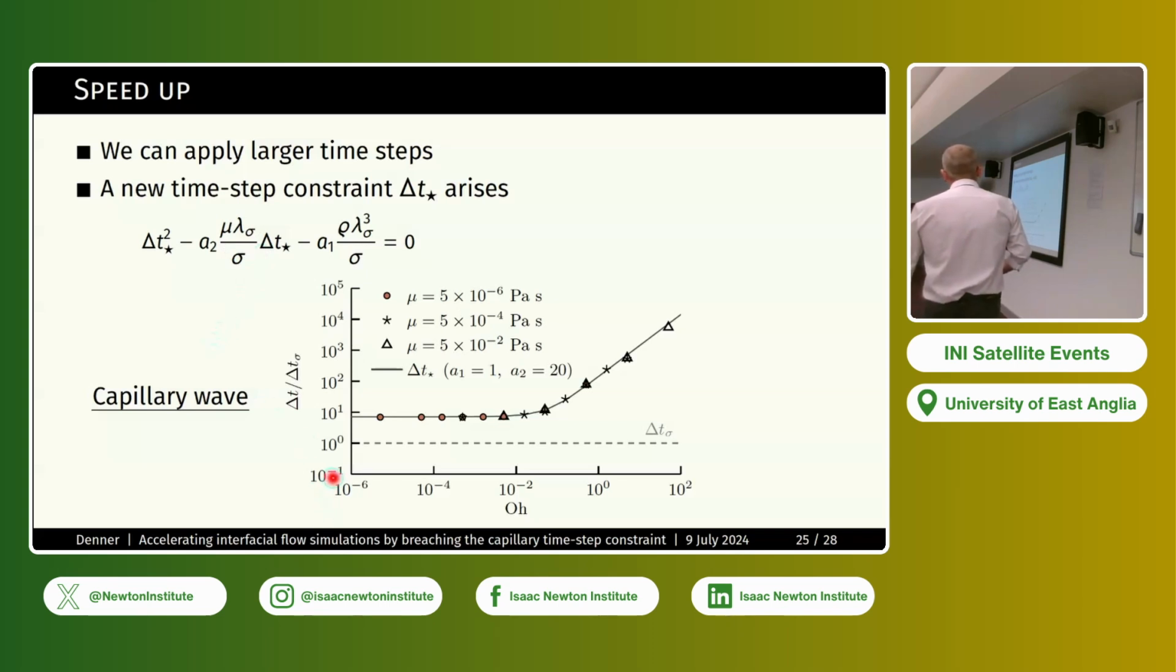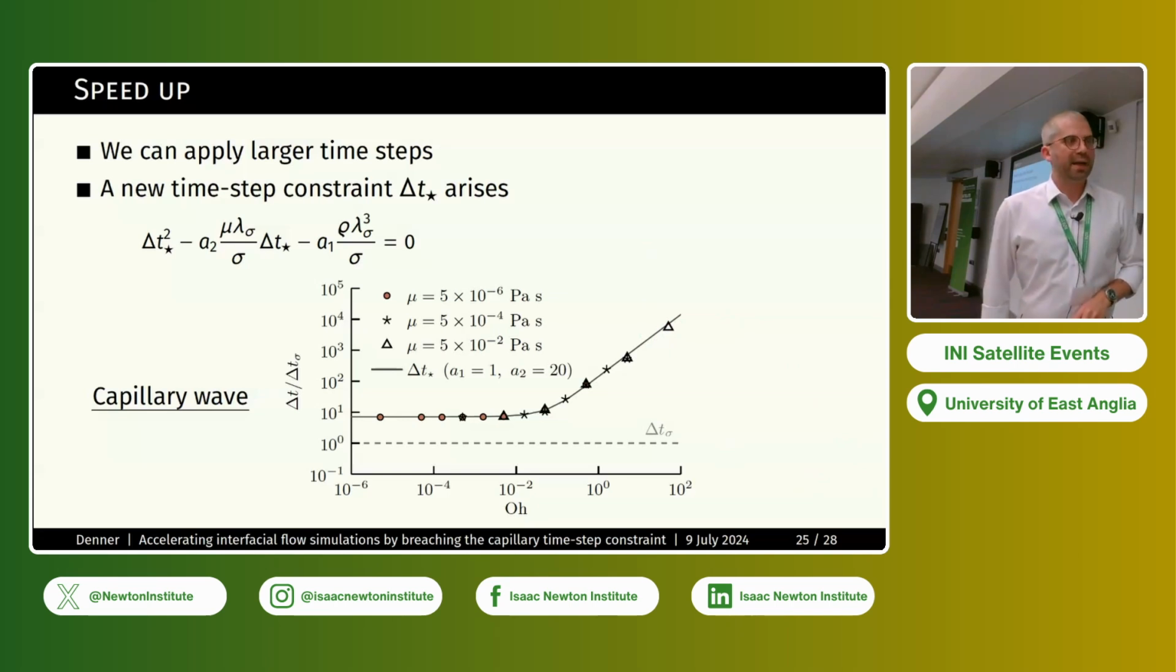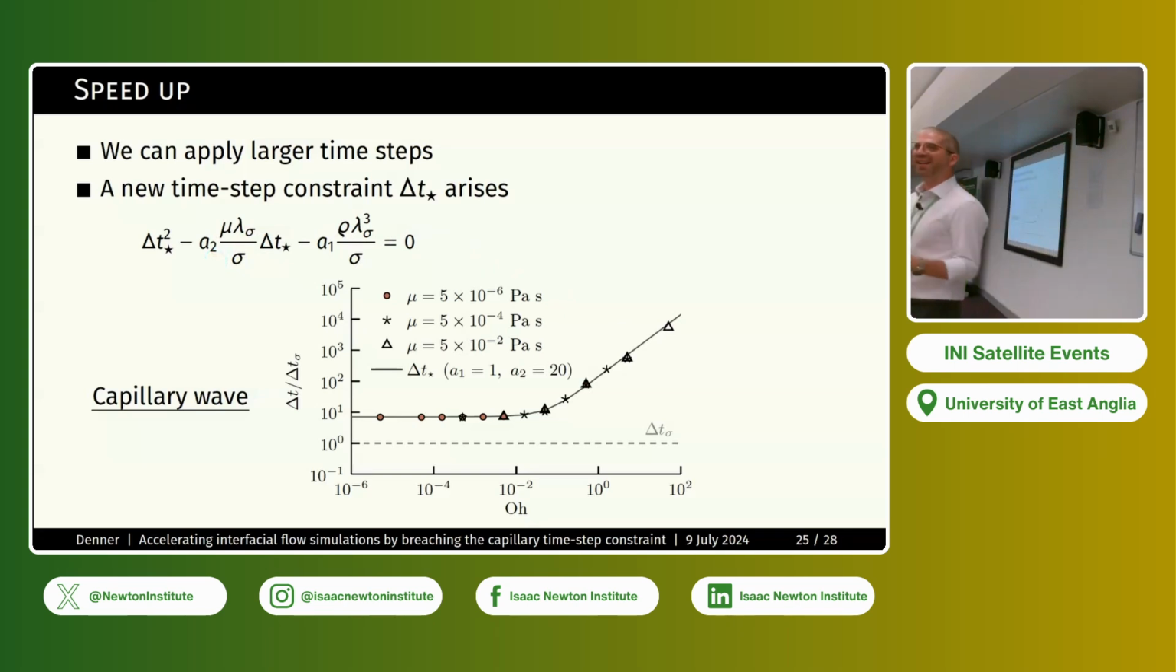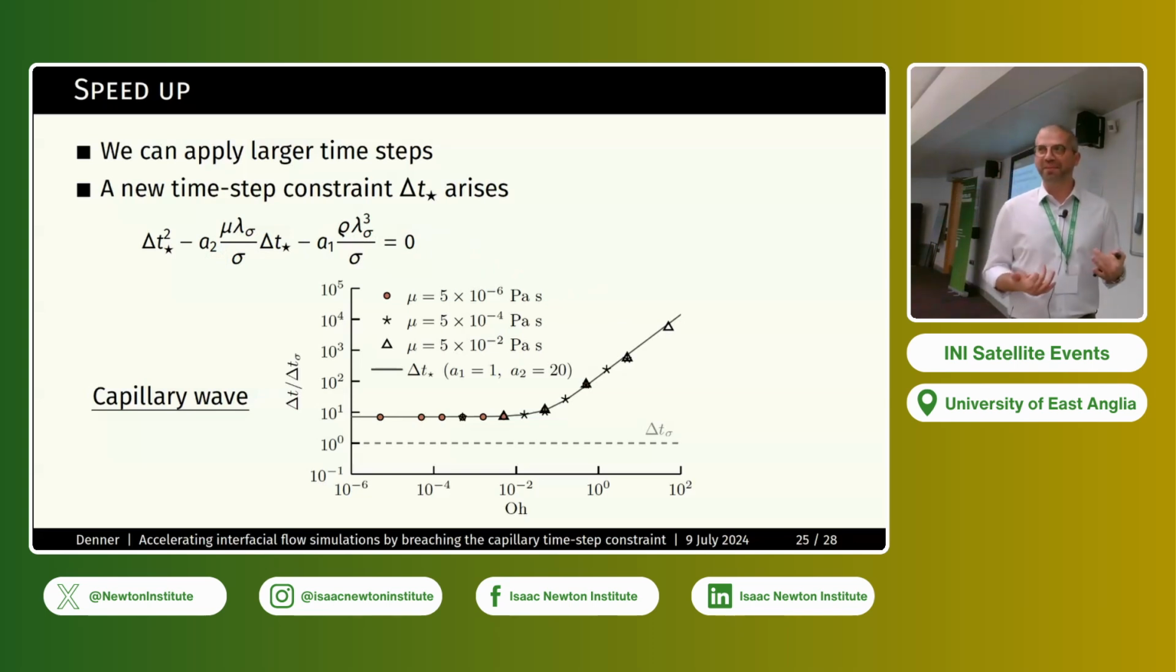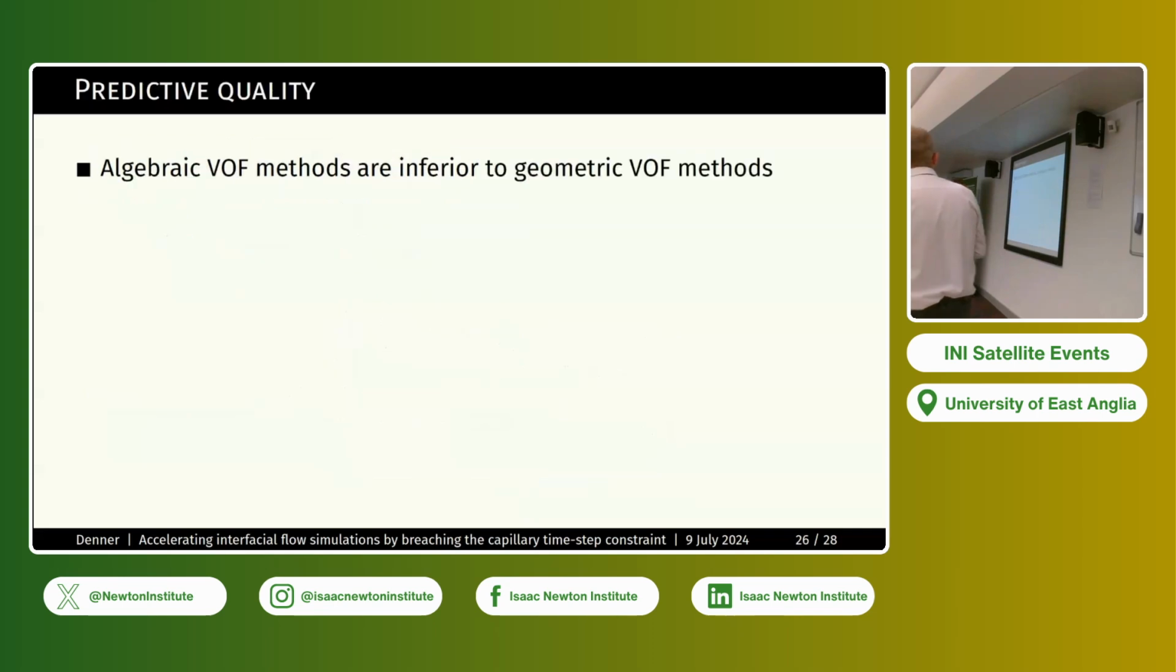The Ohnesorge number is plotted here on the x-axis. We can see that in the inertially dominated regime, we can go above the capillary time step constraint, but only by a factor of 6 or 7. Whereas if we go to sufficiently viscous flows, we can easily go 1,000 times larger than the capillary time step constraint. The caveat is that those coefficients A1 and A2 are case dependent, and we haven't been able to find any relationship that would allow us to predict this a priori. It depends, for instance, on the density ratio, the viscosity ratio, and simply the geometry of the case. But anyway, we reach a new time step limit, which we believe has to do with the linearization of the equations, but that's still an open question.